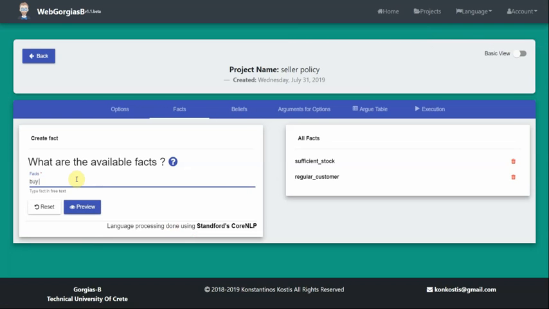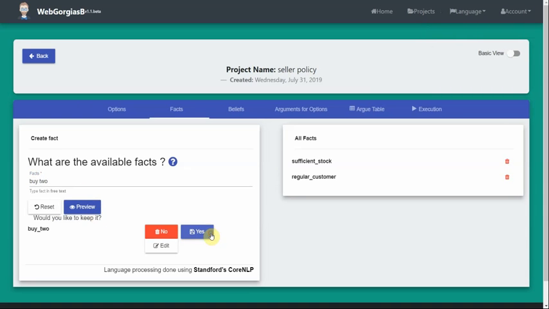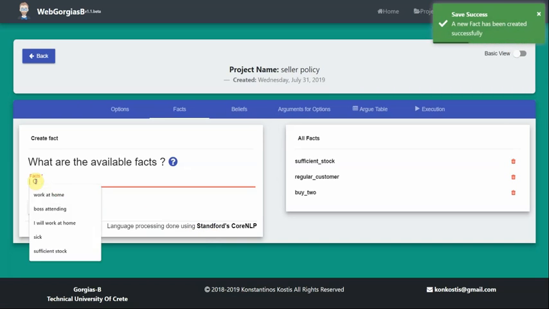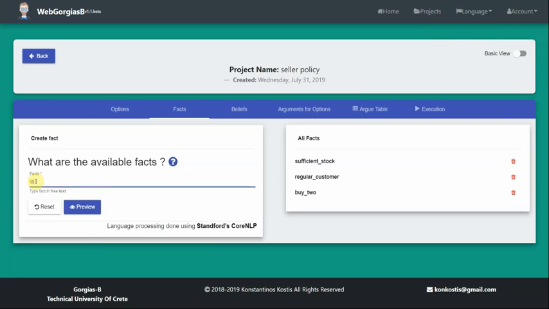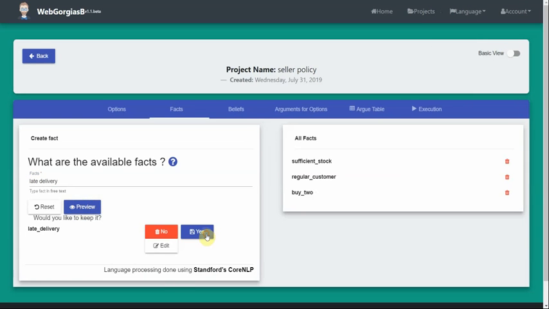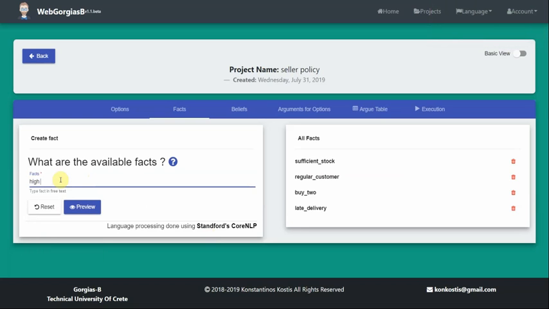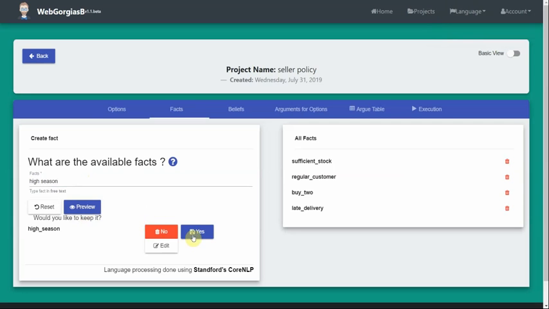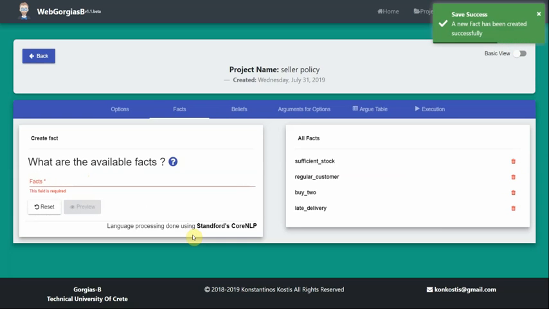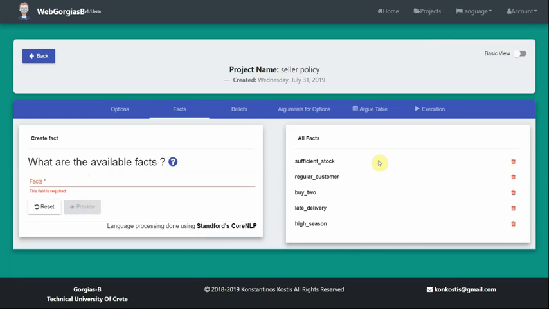Also that he will buy 2 items. All right. Another fact might be that he's happy with a late delivery, doesn't care about the goods coming in fast. All right. And finally, there's the possibility of having a high season where demand rises. Okay, yes. All right. Now let's go on and work with these contexts.